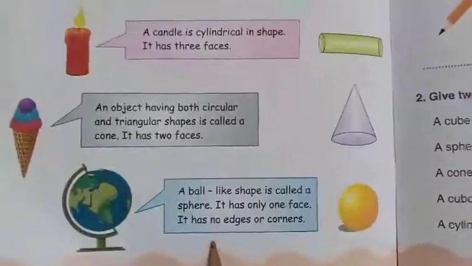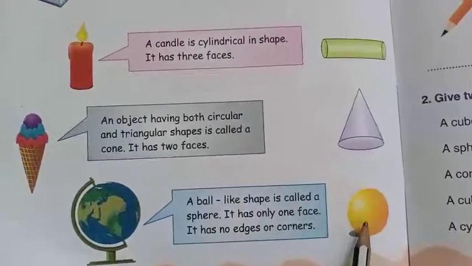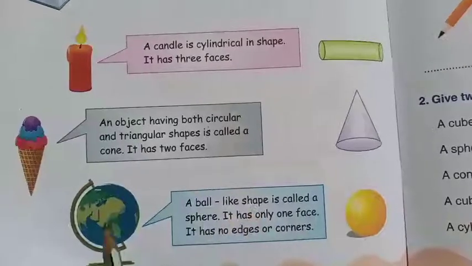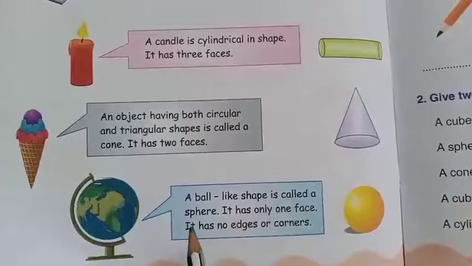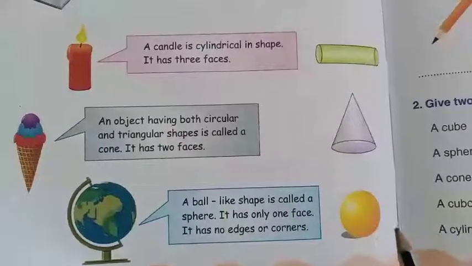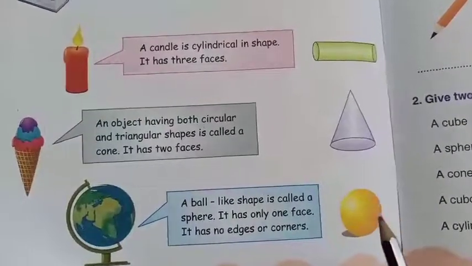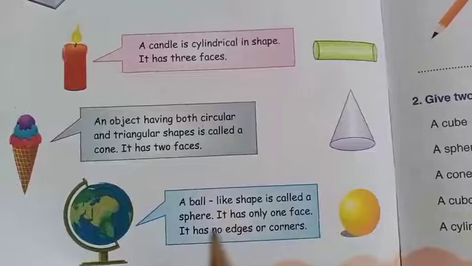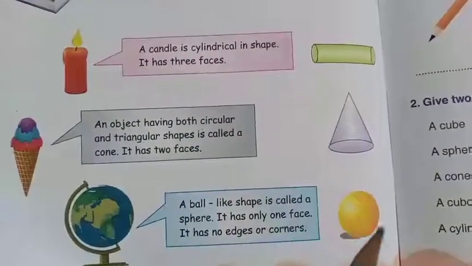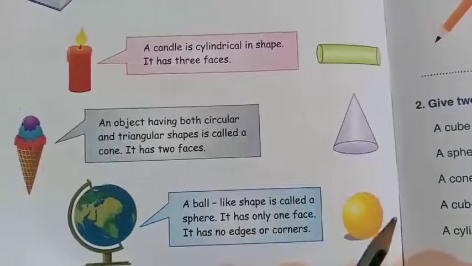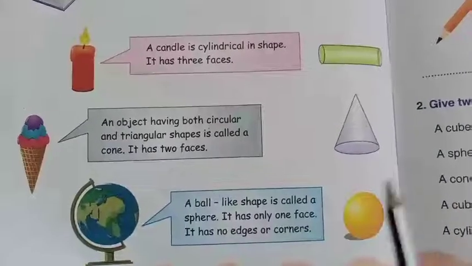And the last one is the sphere. S-P-H-E-R-E, sphere. This is the one. A ball-like shape. You can see here a globe. So a ball-like shape is called a sphere. S-P-H-E-R-E, sphere. So it has only one face. A sphere has only one face. So it has no edges or corners. Got it? A sphere doesn't have any edges or corners. So it is just like a ball.